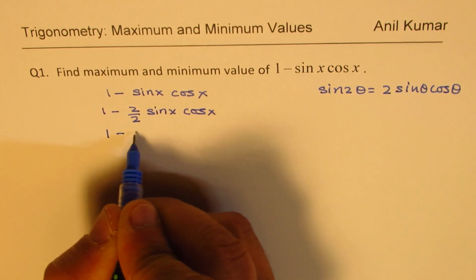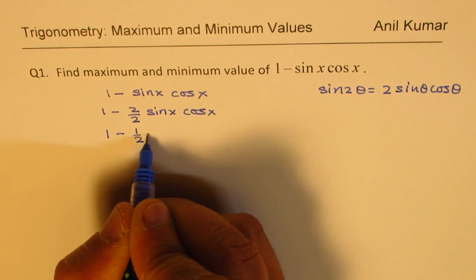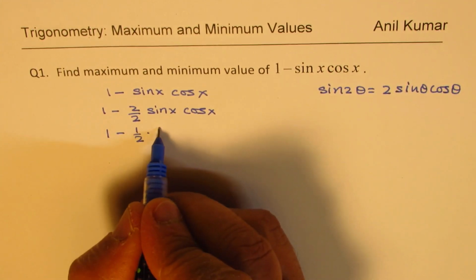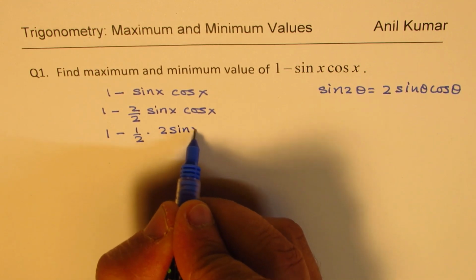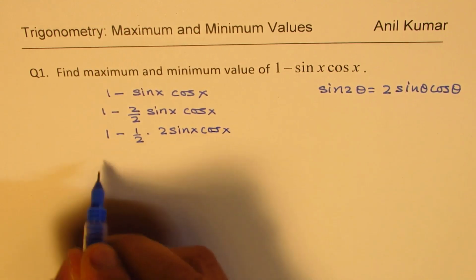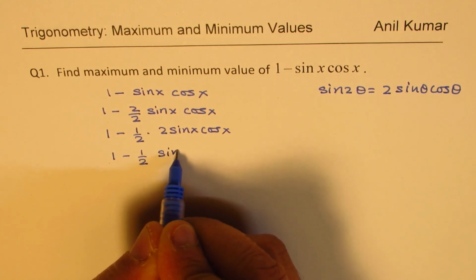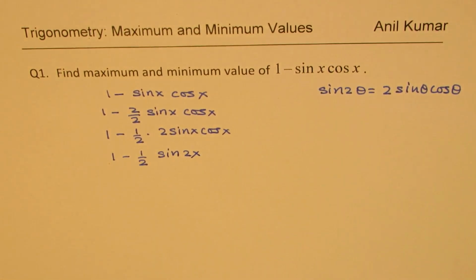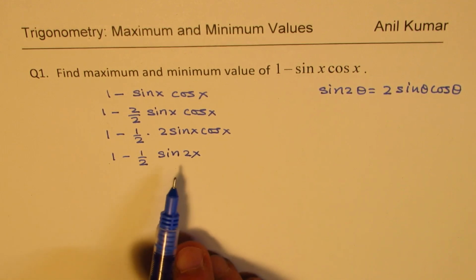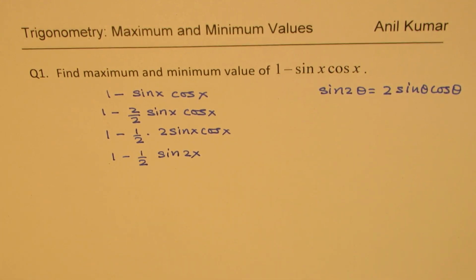That means it could be half times 2 sine x cos x, or 1 minus half times sine 2x. Perfect. Now we can actually get the maximum and minimum values. Clear, right? So how could we get them? Well, let's do it with inequalities fundamentals.